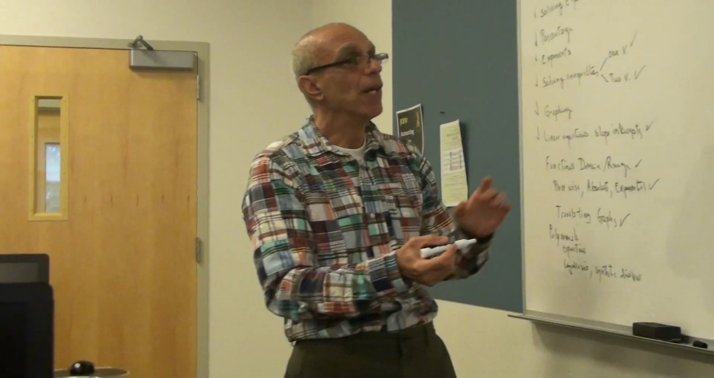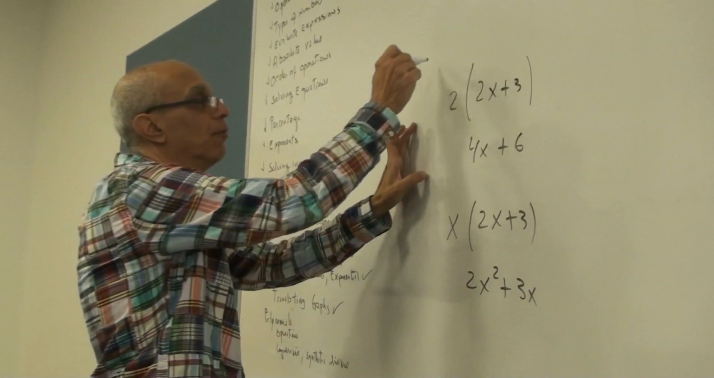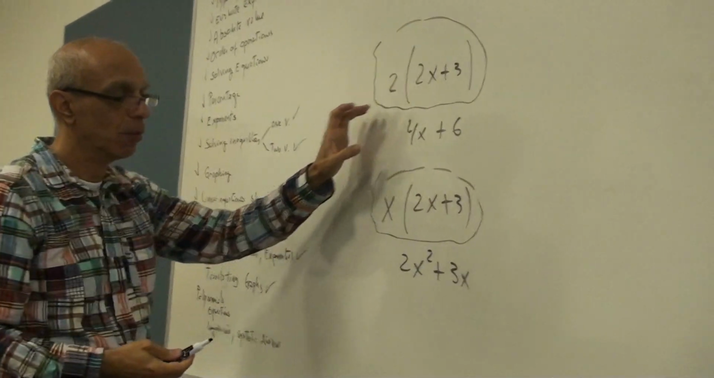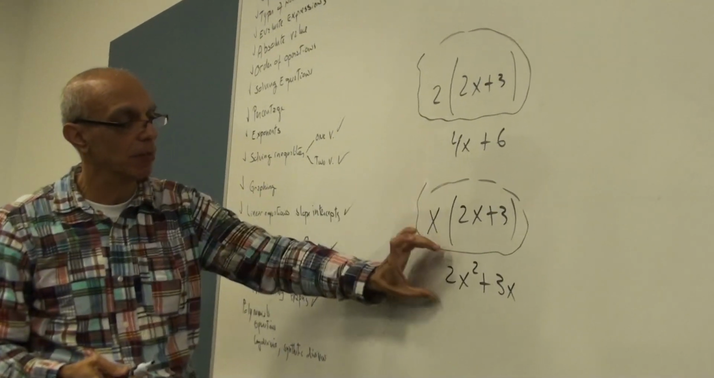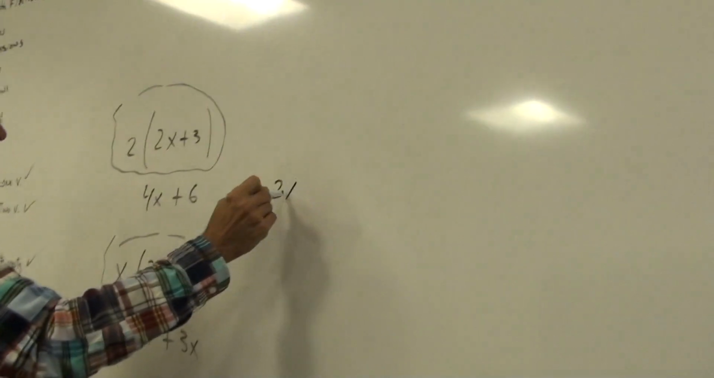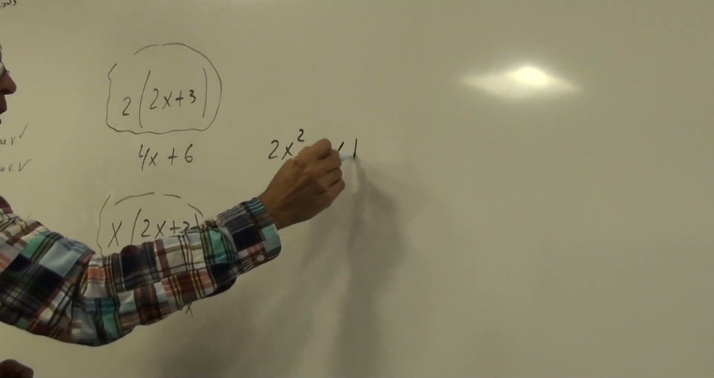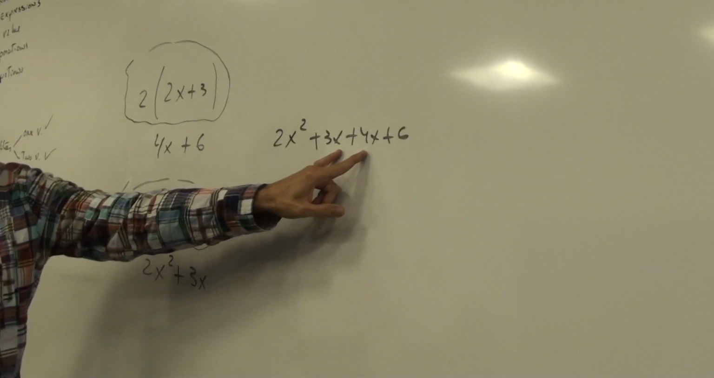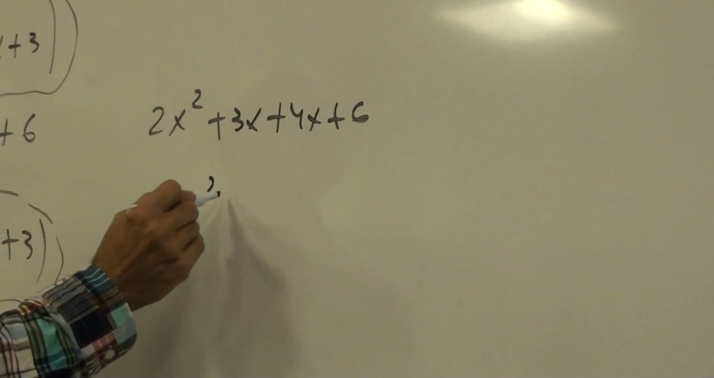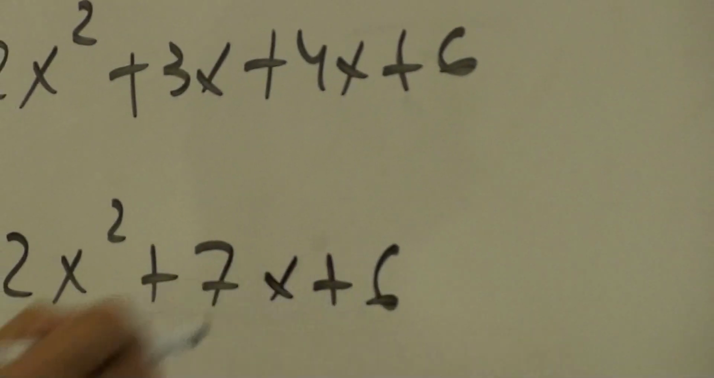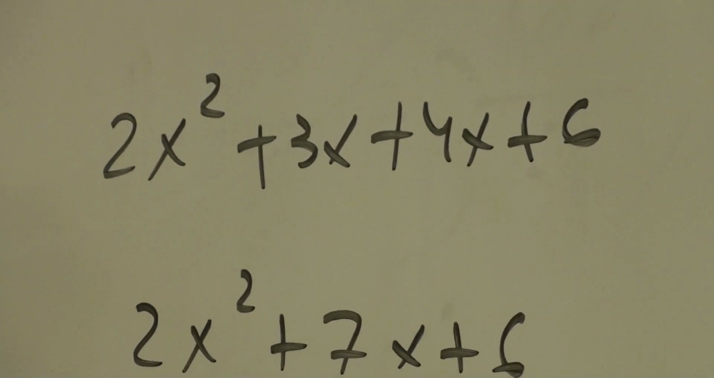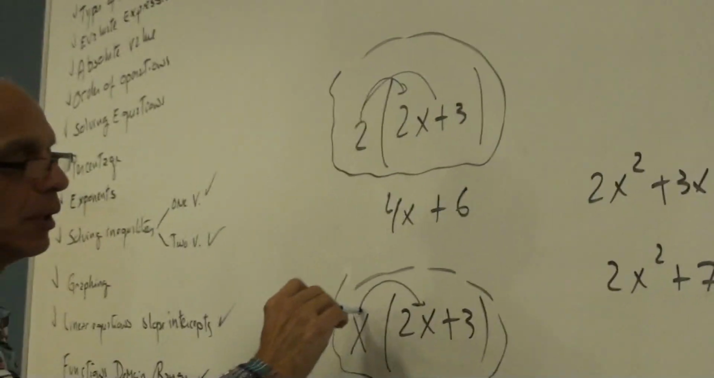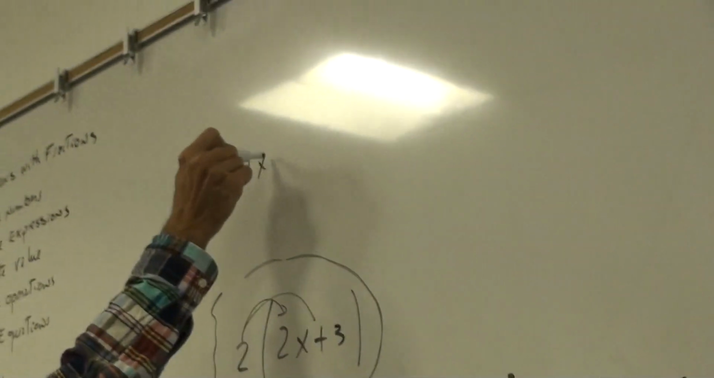All right? Now, if I want to add this guy and this guy, I'm going to have this plus this, right? I'm going to have 2x squared plus 3x plus 4x plus 6. Oh, these are like terms. I can combine them: 2x squared plus 7x plus 6, okay? So what we did here is distributive, right? We also distributed this here.